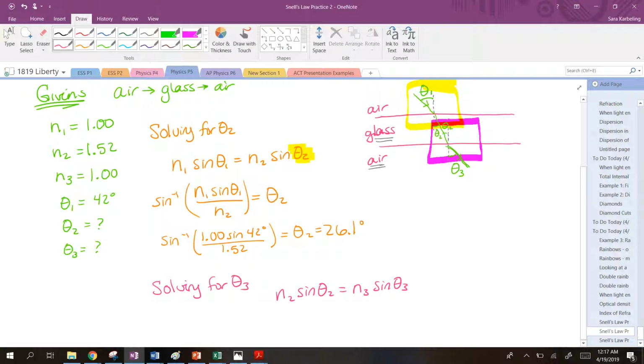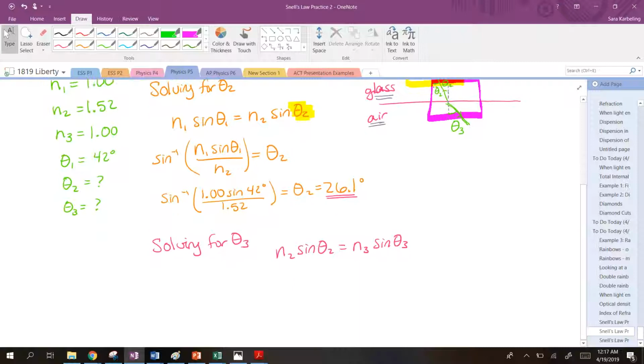In this case now, we're looking for something that's going to be greater than the 26.1 because when it goes from the glass into the air, it's going to bend away from the normal. And so therefore, it's got to be a bigger value. Okay, same algebra that we've done before. You're going to get really used to this. And as long as you don't mess up your subscripts, this is really not a hard algebraic process. That's going to give you theta 3.